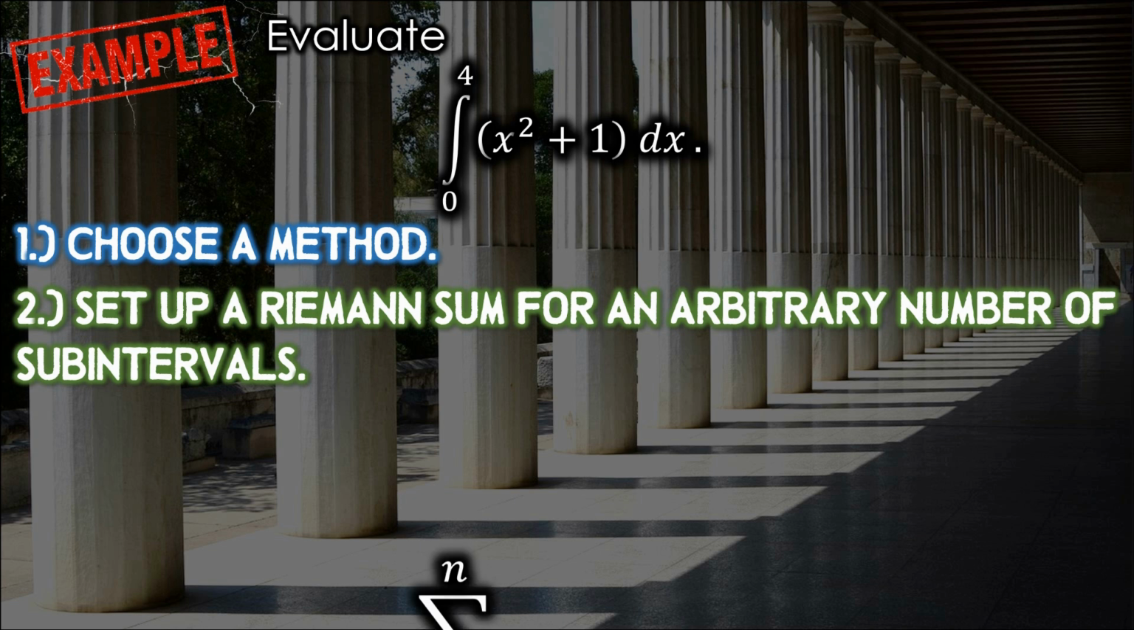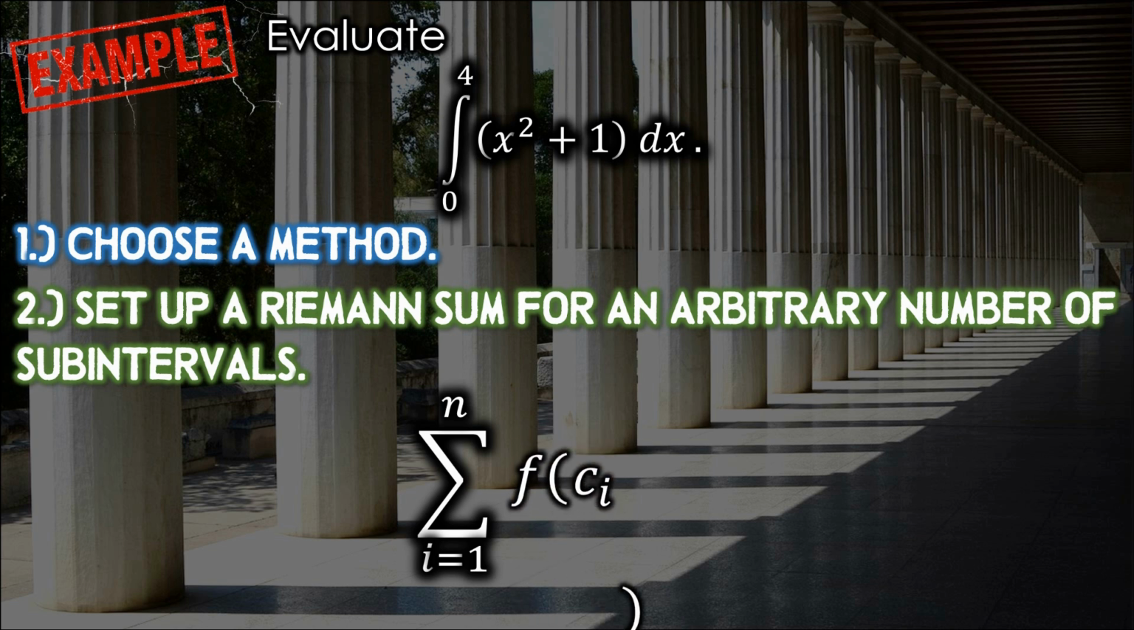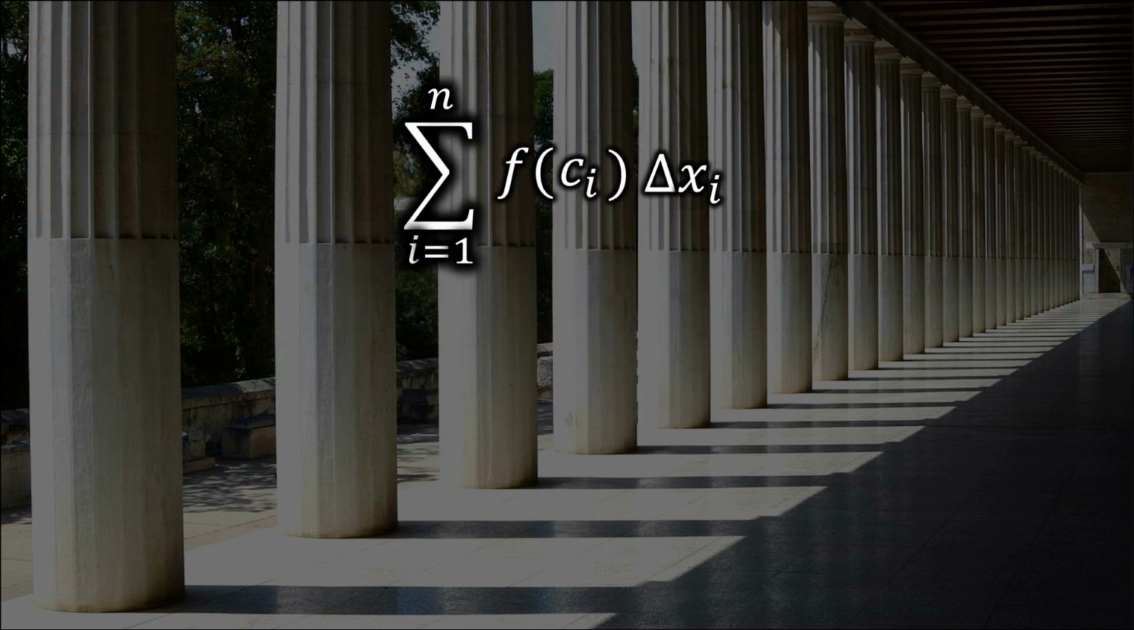Well, the definition of a Riemann sum is that it's going to be the summation from 1 to n of the height of each rectangle, f of c sub i, times the width of each rectangle, the delta x sub i. If we're going to set up this Riemann sum, we should talk about what that will look like for us in this specific example of our function x squared plus 1. Let's start with that delta x sub i.